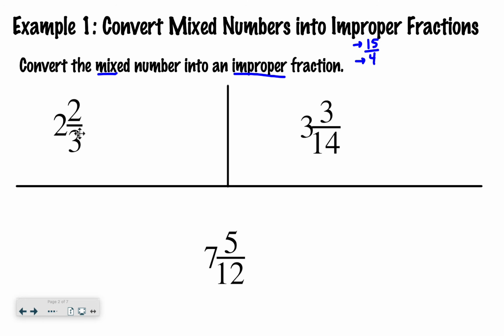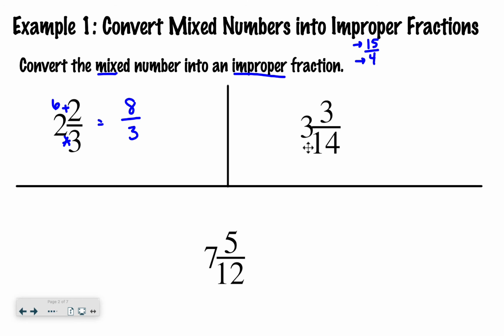And the way that you do that is you take the bottom number of your fraction, that denominator, and you multiply it with the whole number. So I'm going to say 3 times 2, that is 6. And then you add the top number of the fraction, the numerator. So I'd say 6 plus 2 is 8. And then you keep your denominator the same. So I said 3 times 2 is 6, plus 2 is 8. So 2 2/3 is 8/3 as an improper fraction.